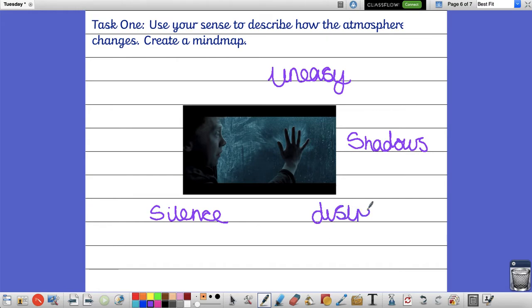Okay, so I would like you to continue with your mind maps. You can use some of my words as well, but then continue and use some more words that you think will describe that setting as an atmosphere that's created. So not the characters, not the Dementors, you're describing the atmosphere instead. When you are ready, come back and we'll start our next task.